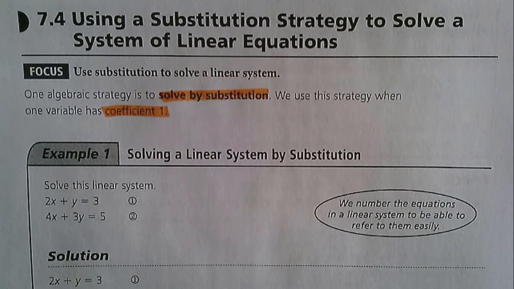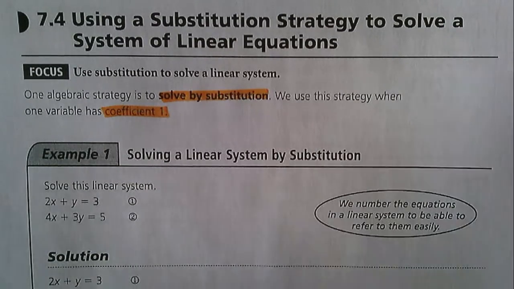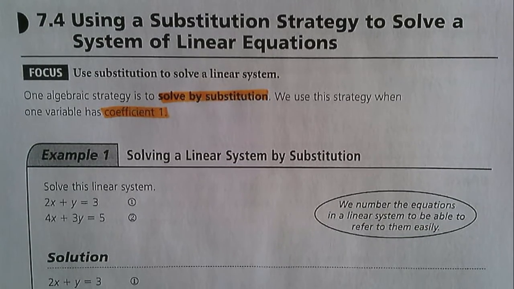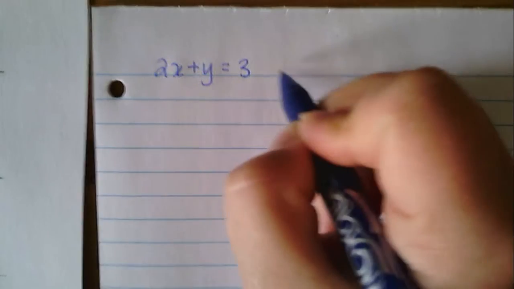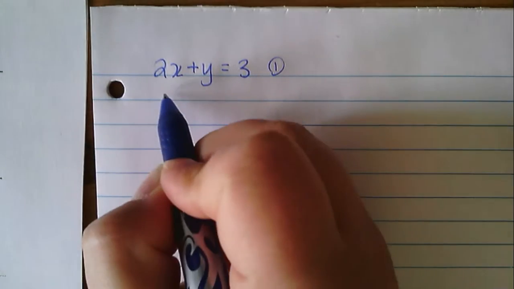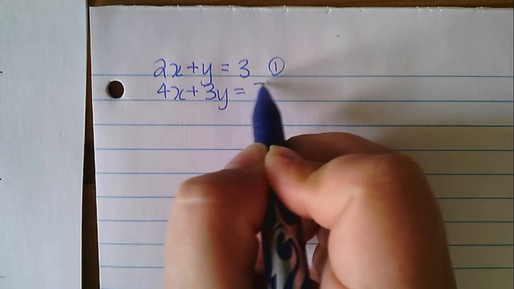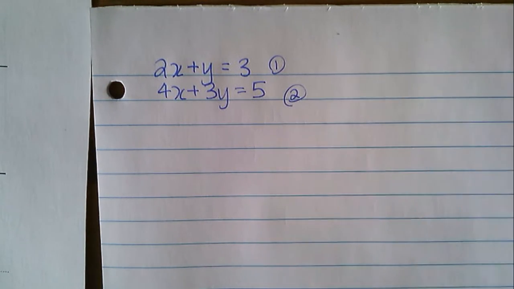It asks us to solve this linear system. We have two equations here: 2x plus y equals 3, and 4x plus 3y equals 5. I'm just going to rewrite these on some paper so that you can see the process and we can work through it together. We have 2x plus y equals 3, we'll call that equation 1, and then 4x plus 3y equals 5, we'll call that equation 2.